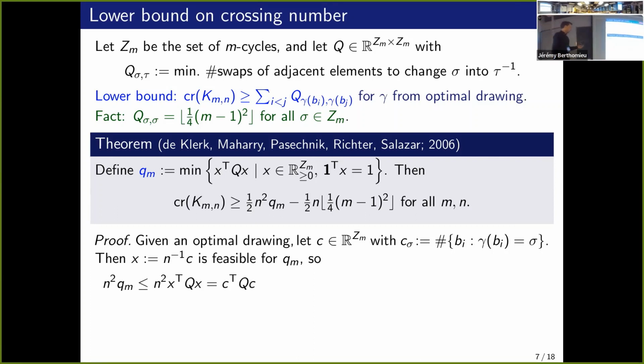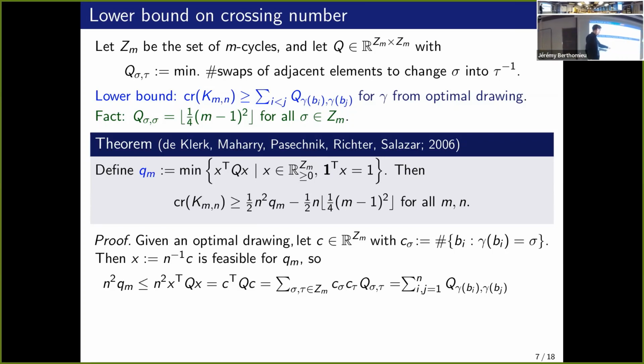So now we just compute n squared Qm. This is n squared x transpose Qx, which is C transpose QC. And we just write out the sum. It's the sum over all sigma, tau in Zm of C sigma, C tau, Q sigma tau. And now we write this sum in a different way. We go not over all sigma, tau in Zm, but over all i and j from 1 up to n, because C sigma just counts the number of bi with gamma bi equal to sigma. So you can rewrite this sum.